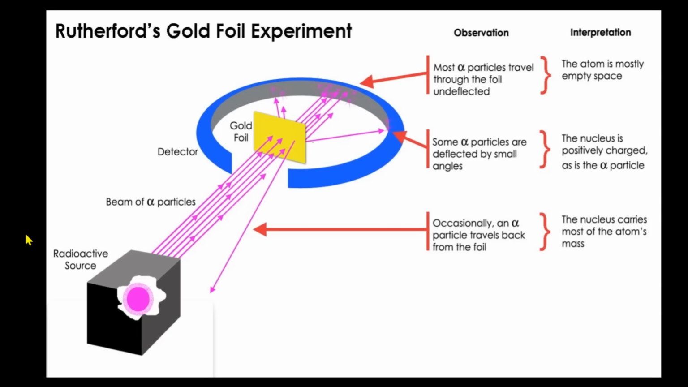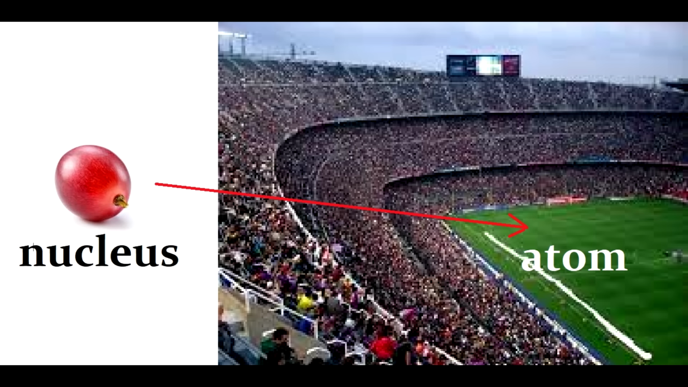Now if you want to know how big a nucleus is, imagine a grape or a marble in the middle of a stadium. The stadium is the atom, the grape in the middle of it is the nucleus. That is how small it is.